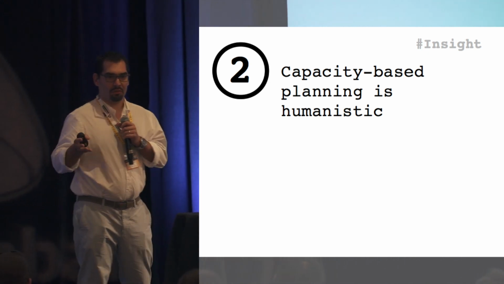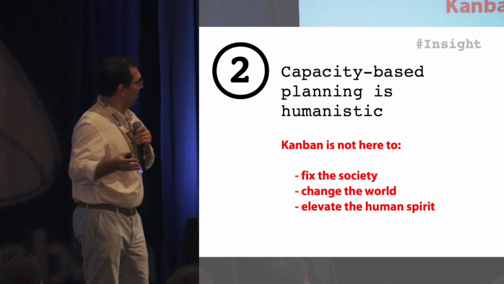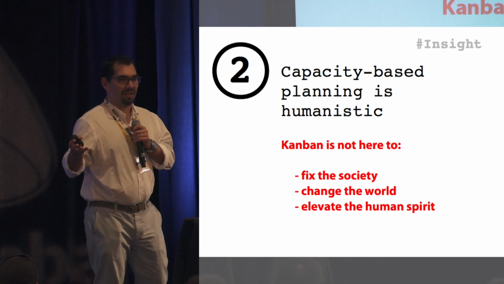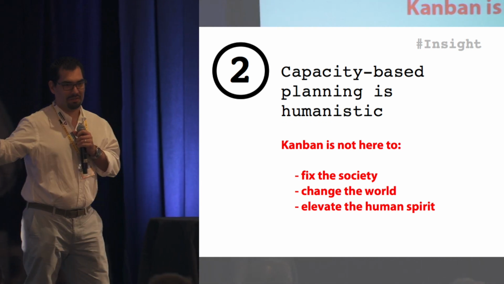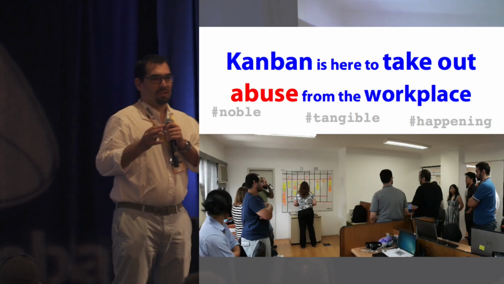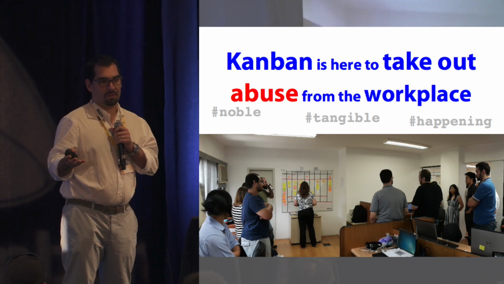And this brings us to my second point that capacity-based planning is also humanistic, okay? I guess that all of you heard what David said in the morning, okay? Kanban is not here to try to fix society. Kanban is not here to try to change the world or elevate the human spirit. Kanban is here, and our mission is clear here. Kanban is here to take out the abuse from the workplace, okay?